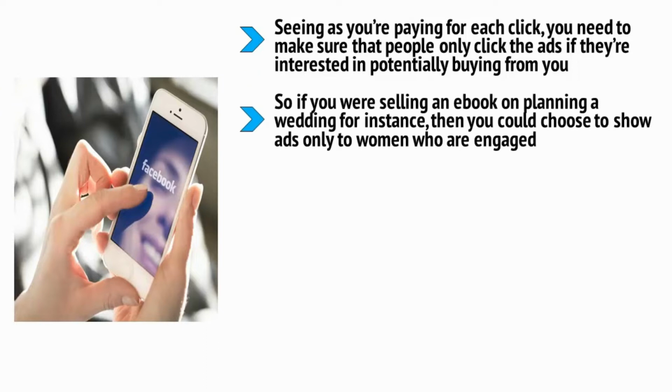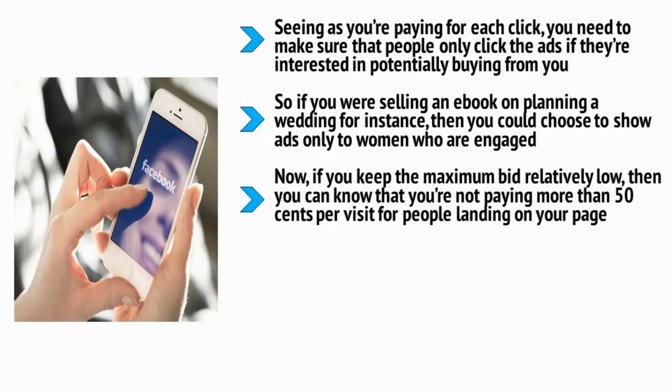So if you were selling an ebook on planning a wedding, for instance, then you could choose to show ads only to women who are engaged. This way, there will be a much higher chance of them being interested in your books. Now, if you keep the maximum bid relatively low, then you can show that you're not paying more than 50 cents per visit for people landing on your page, and that all those visits will be from engaged women.